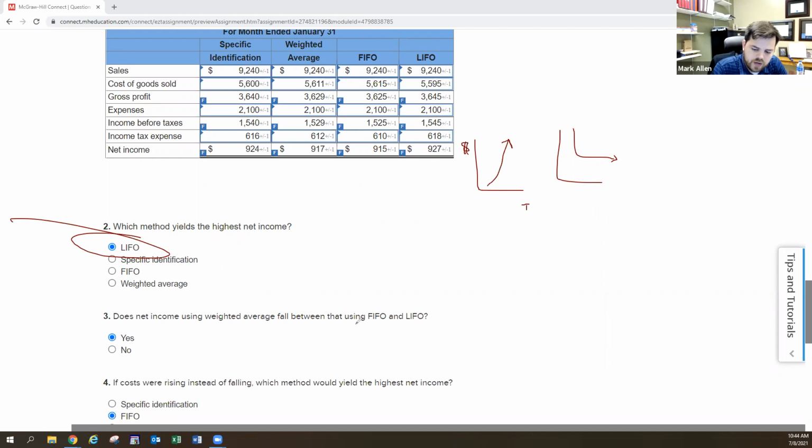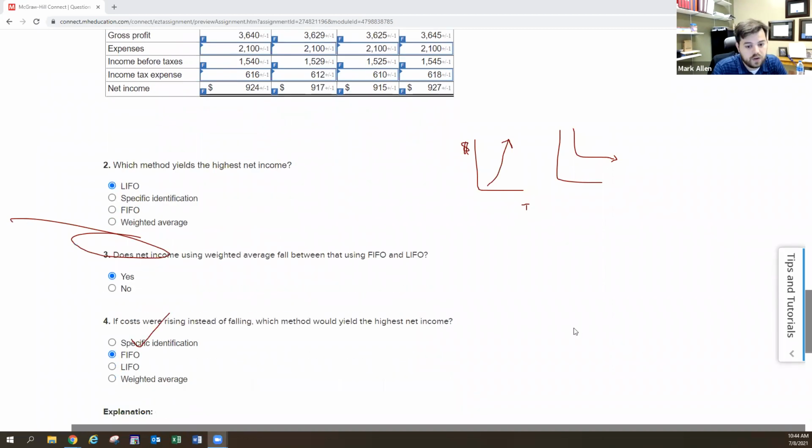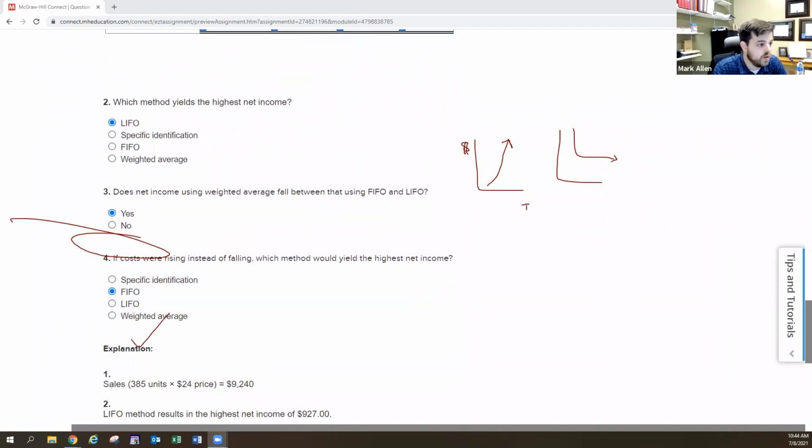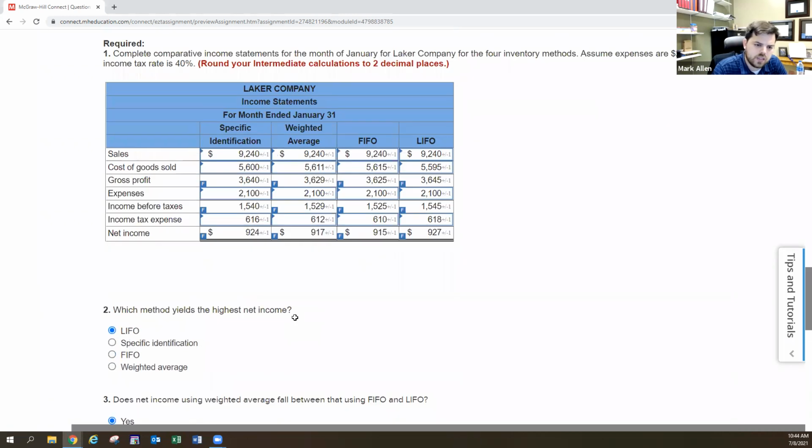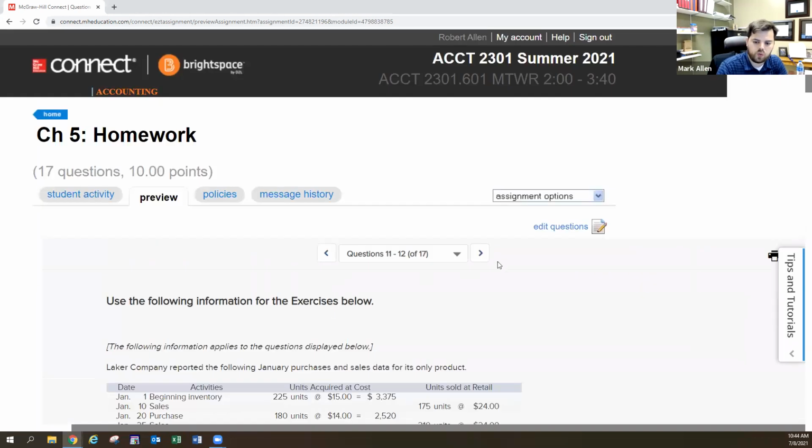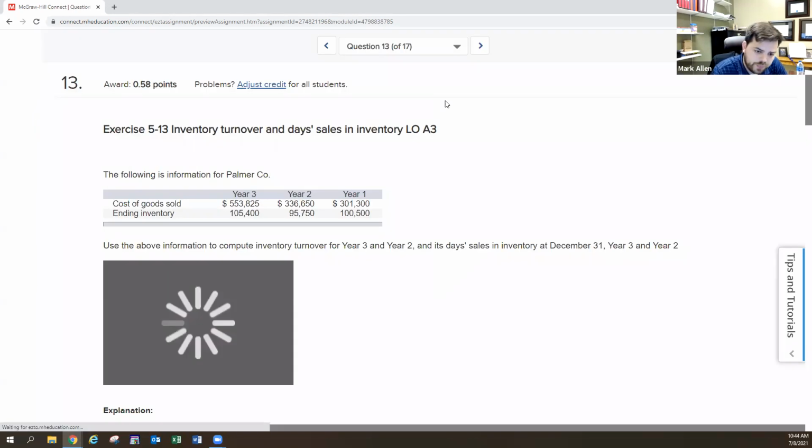Does net income using weighted average fall between? Of course it does. If the answer here is no, then it tells you you've made a mistake somewhere, so go back and check that. If costs were rising instead of falling, then of course FIFO would yield the highest level of net income. And so that wraps up 10 through 12. I'm sorry, 11 and 12.